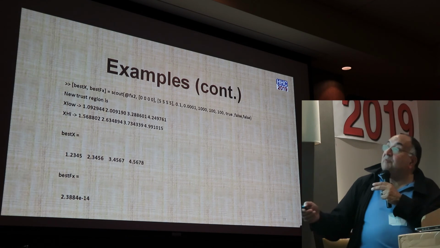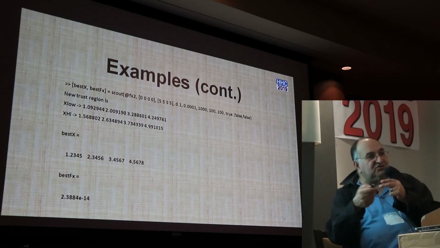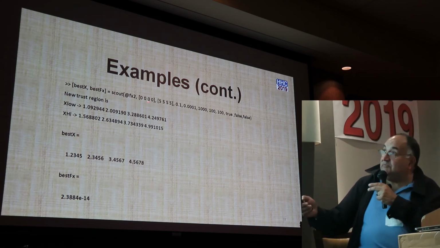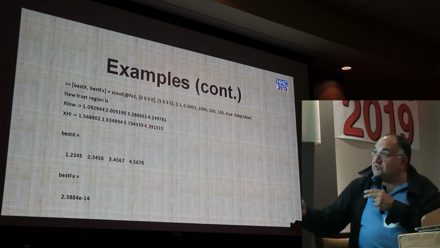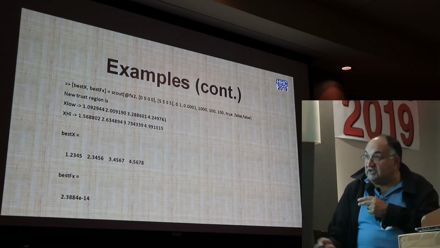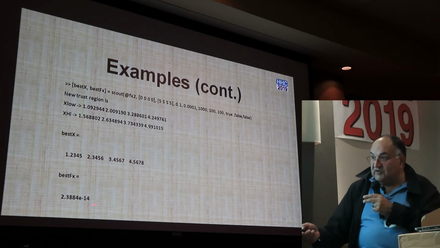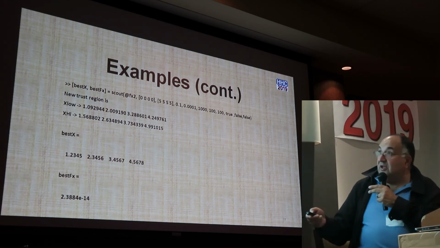The second problem is function fx2, the one that has a little bit more digits to test the accuracy. The arguments are pretty much the same trust region and the same operational parameters. It gives us a new trust region, again pretty much similar to the other one, and it gives us the answer like 1.2345, 2.3456, and so on. And then 2.3 times 10 to the minus 14 function value, which is pretty good.